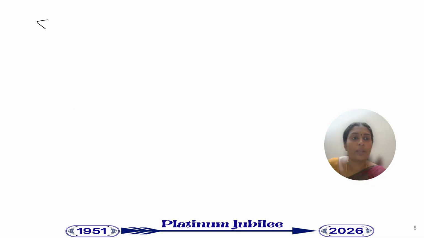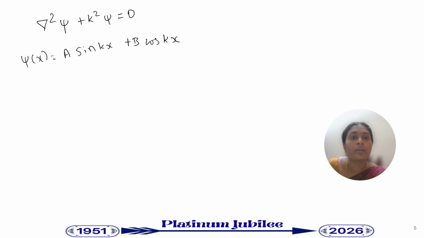Now I'm going to write the equation for easy follow-up, that is del square psi plus k square psi equal to 0. And this is a second order differential equation. The general solution of this kind of equation is given by psi of x equal to A sin kx plus B cos kx. Here A and B are constants of integration.